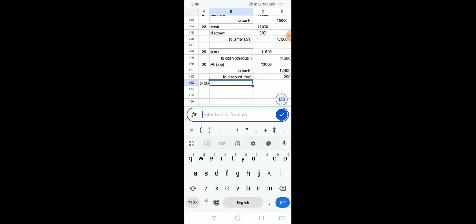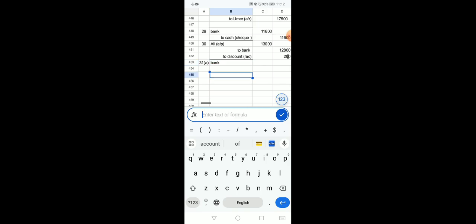Increase in bank account means increase in asset. Increase in asset should be mentioned on debit side. So you will mention the name of the bank on debit side. From whom have you received the amount? The person is Usman. Let me show you. You have received a check from Usman.